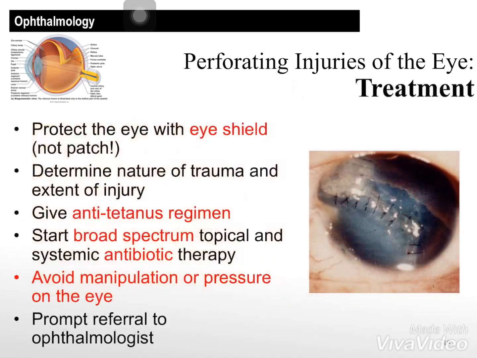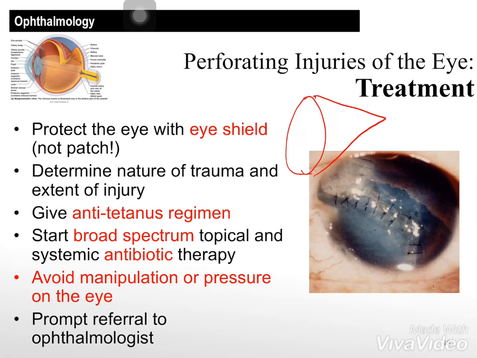Okay. So if there is a globe rupture, what do you do? You protect the eye with an eye shield. Usually it's a strong plastic thing, or a conical shape, hard plastic, just a makeshift cone to cover the eye. No, you don't use a patch. Why? Because you might exert pressure on the eye, and the remaining contents might go out.